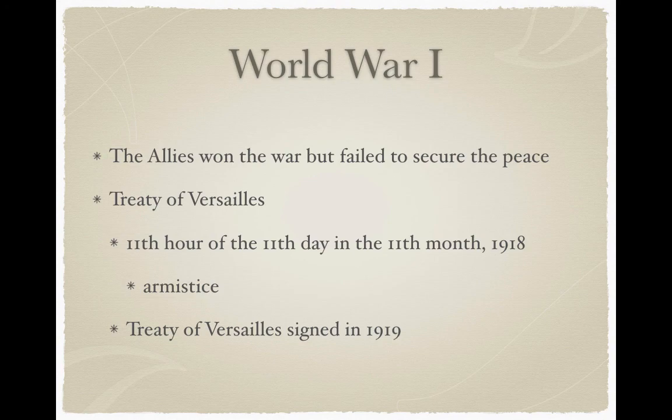The Treaty of Versailles is the treaty that ends World War I at the 11th hour of the 11th day of the 11th month of 1918. That's when the peace is. That's when the armistice is. The treaty is going to be signed in 1919. So, to be continued with our conversation about Versailles.